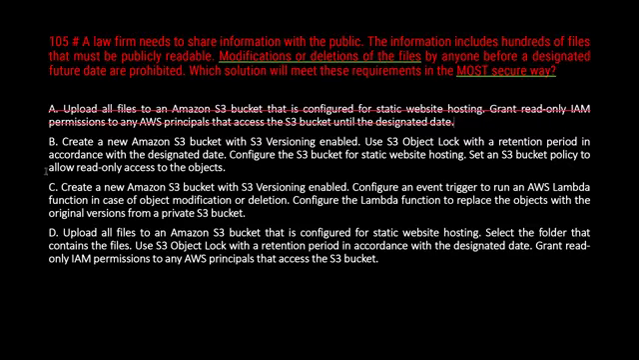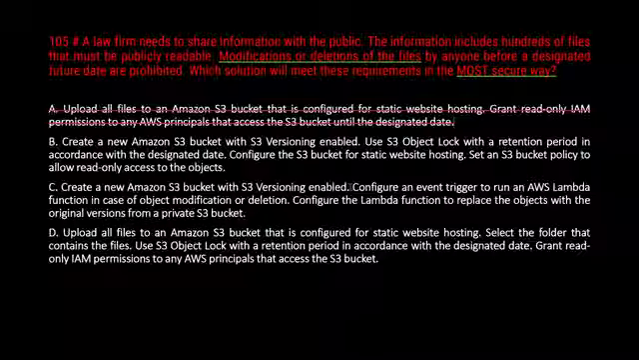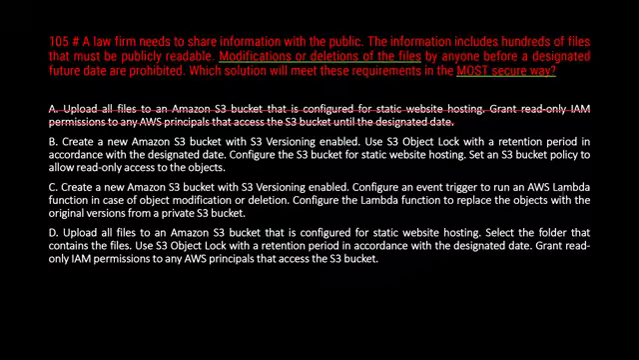Then let's look at options B and C, both have S3 versioning enabled. Let's look at this since we have both. Configure an event trigger to run an AWS Lambda function in case of object modification. No, this is completely wrong, because we want to stop somebody modifying or deleting, not notify somebody else. So cross that out. Let's look at D.